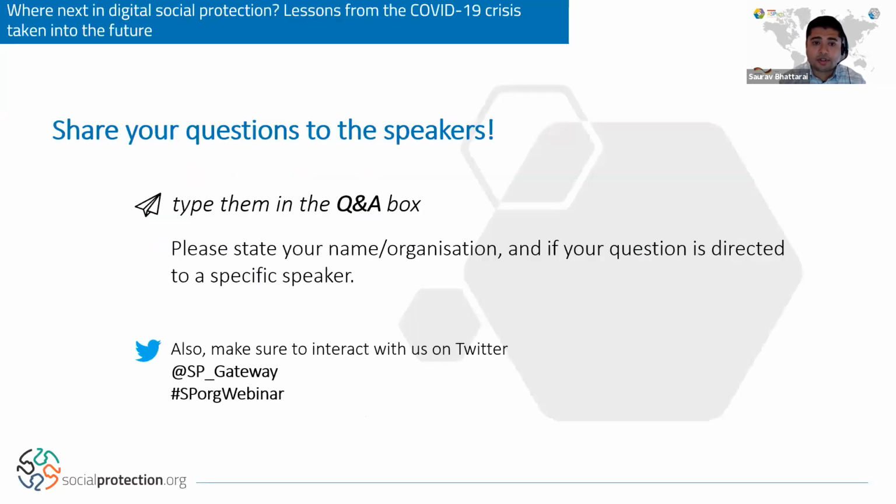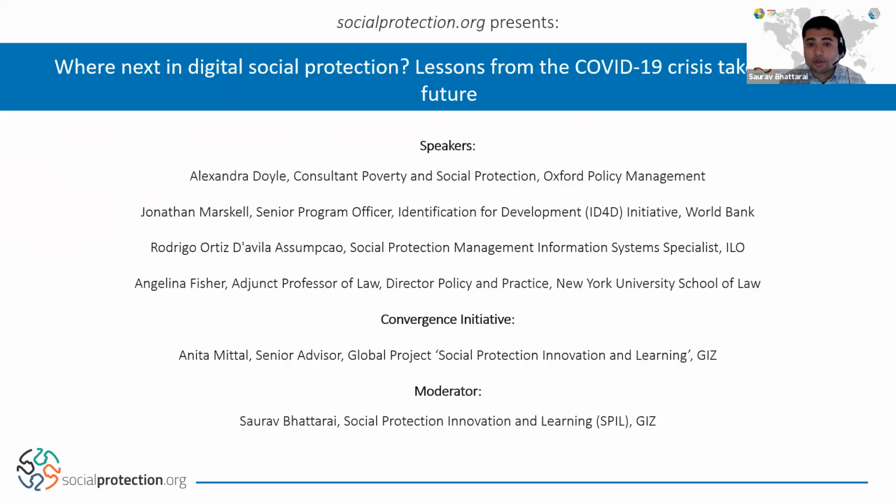To kick things off, I'd like to briefly introduce our presenters. We have Alexandra Doyle, who's a consultant on poverty and social protection from Oxford Policy Management. We have Rodrigo Assumpcao, social protection management information systems specialist from the ILO. We have Jonathan Marskell, Senior Program Officer, Identification for Development Initiative at the World Bank. And Angelina Fisher, Adjunct Professor of Law, Director of Policy and Practice, New York University School of Law.